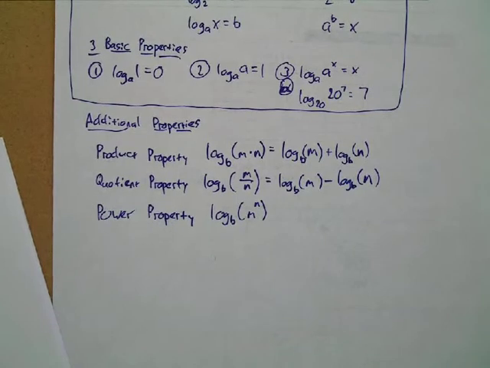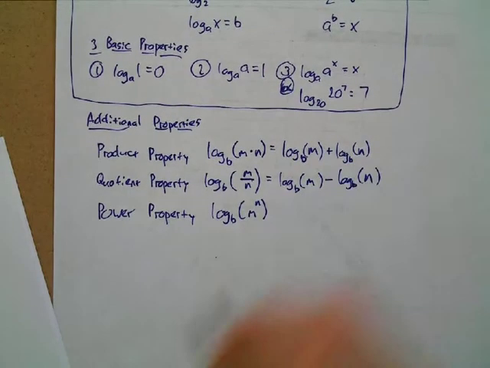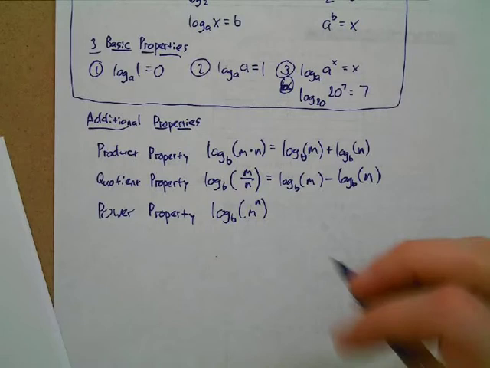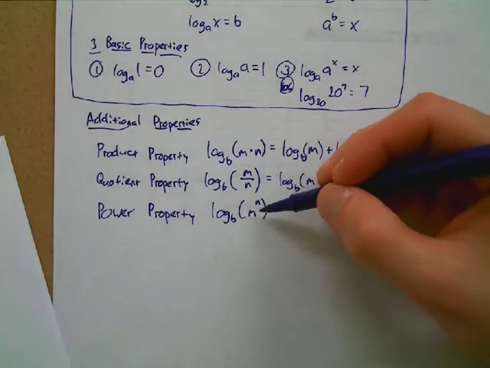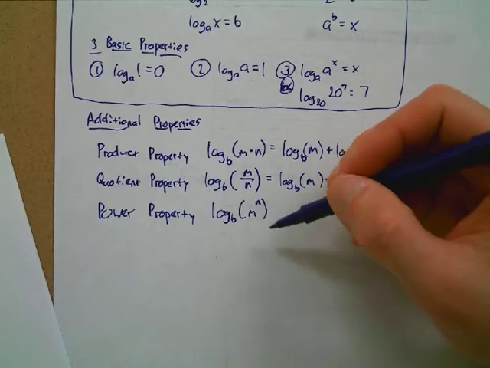Log base b of m to the nth power. Okay, well, when you raise something to an exponent, what does that mean you're doing? Like, for example, if this was m to the third, what does that really mean to do? Yeah, multiply m by itself 3 times, right? So in other words, an exponent is just repeated multiplication. And in this case, it would be m times m times m, n number of times, right?